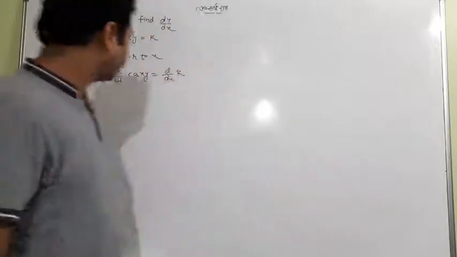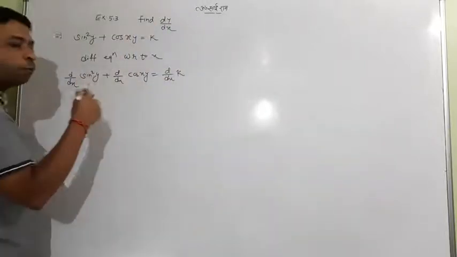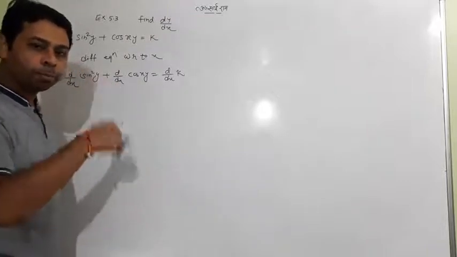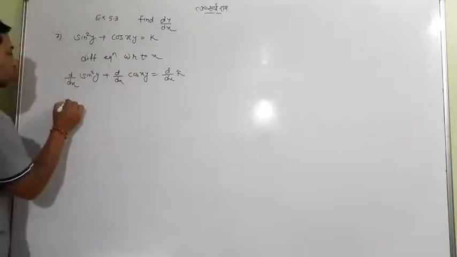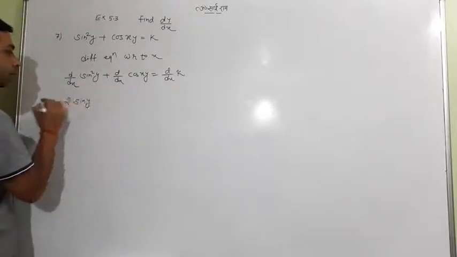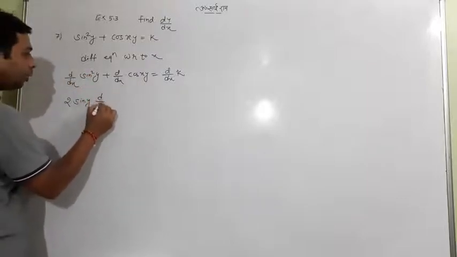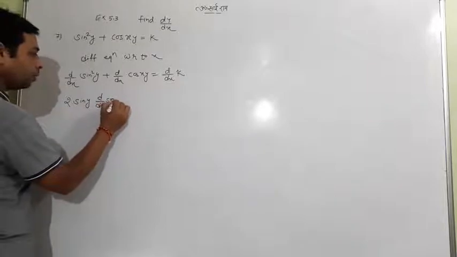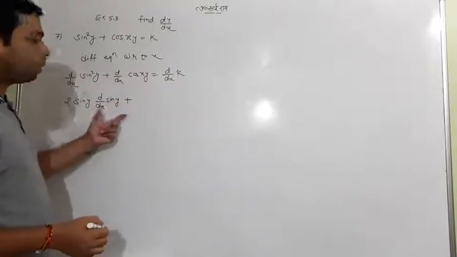Let me take how to differentiate that. First, the form of power. The power will come in front, and 1 will decrease in the power. So 2 will come in front, sin y, with power decreased by 1. Now again differentiation will happen of sin y. This is of power and then sin y.